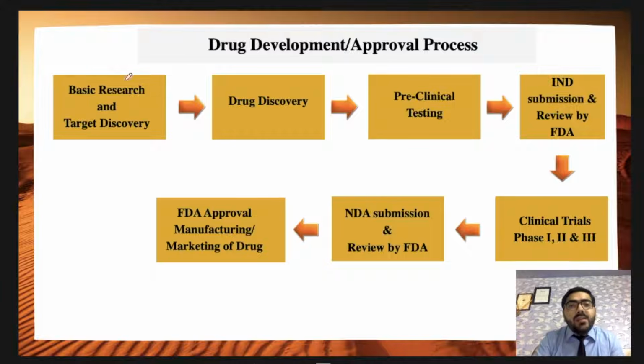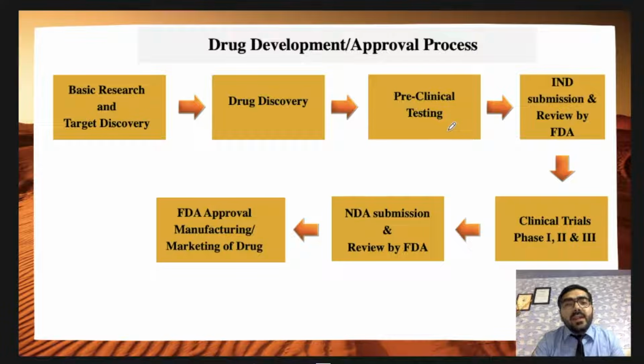So basically the first step for drug development is basic research and target discovery. Like we should know what our target is so that we can develop our product. Okay, and after that there will be the drug discovery. Then the third step is the preclinical testing, where we can investigate our drug in an animal study. So that is preclinical testing.